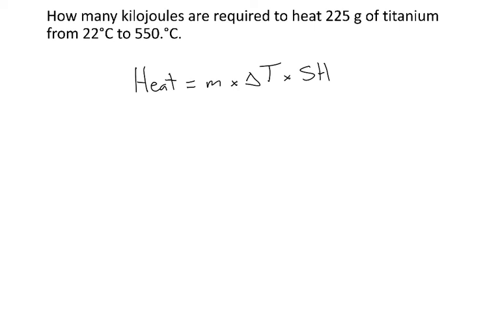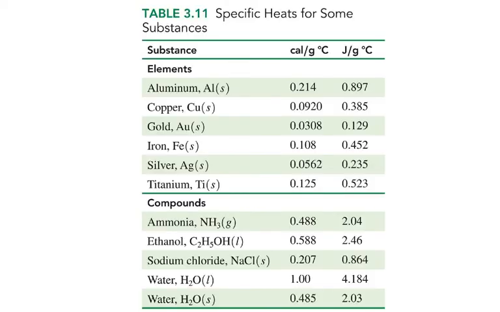So we want to know the specific heat of titanium. If we go back to the table we had on the last slide, I have titanium down here. The problem is asking me to report my final answer in kilojoules, so we could use either one, but it would be less work to use the specific heat in joules. That'll give us our heat in joules, and then we just have to convert that into kilojoules. So I want to use this for my specific heat.